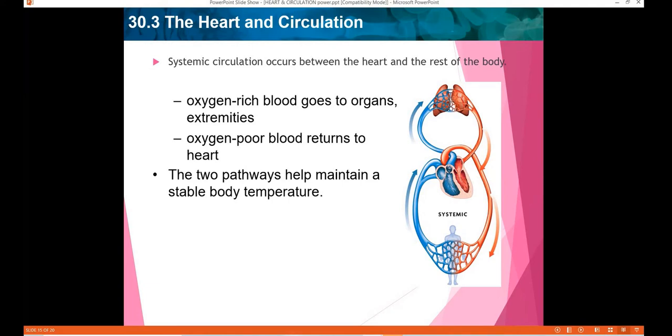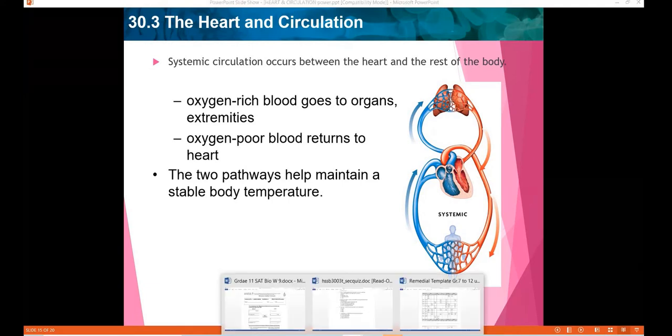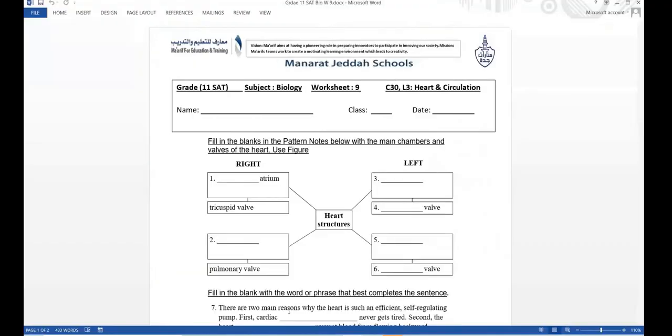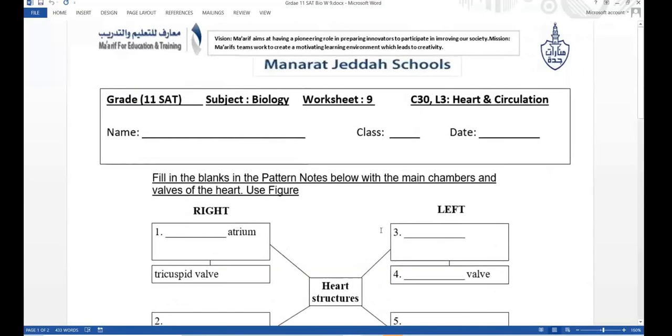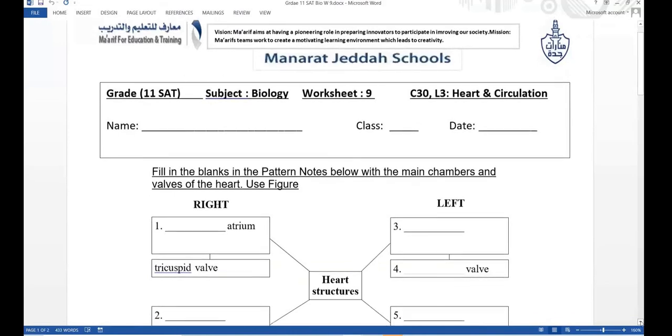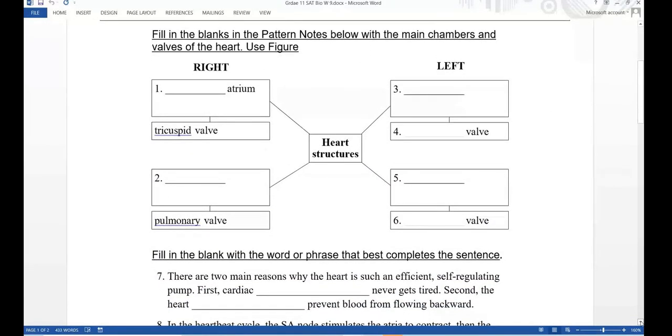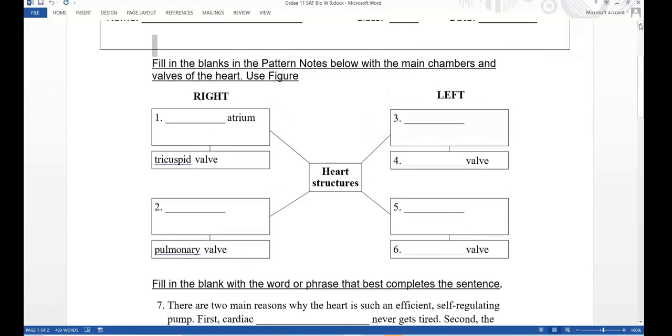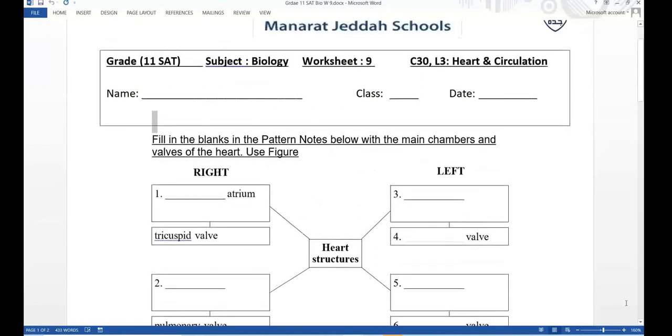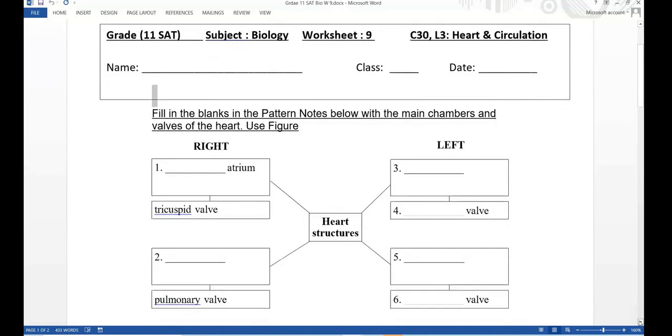Okay, girls, let's quickly solve the worksheets for this topic. This is worksheet 9 on heart and circulation. You have it uploaded on your Teams on week 5. So let's start solving it. Miss, that's worksheet 8 or 9? This is worksheet 9. Okay.